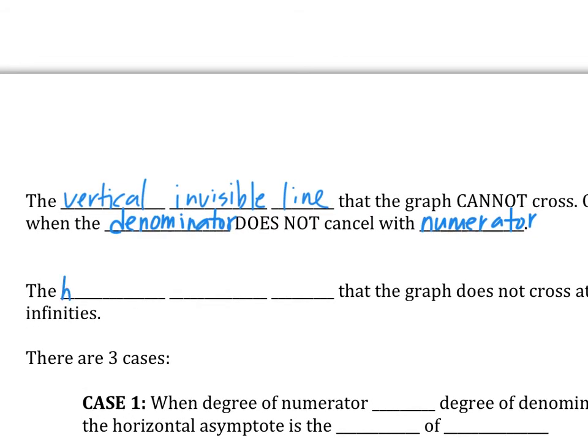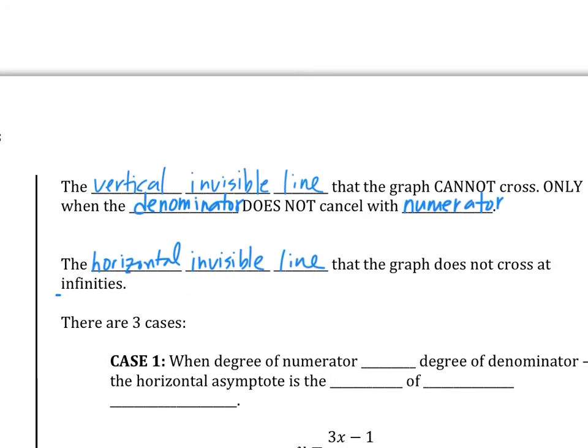This is the horizontal invisible line that the graph does not cross at infinities. Infinities means the two ends. Sometimes near the origin, it does cross, so don't be alarmed if it does cross. It happens, but at the two ends, it's not going to cross.